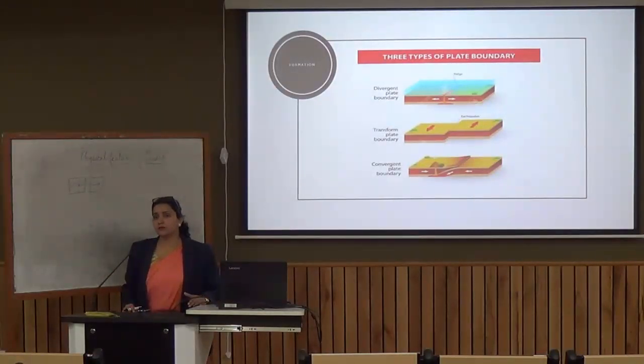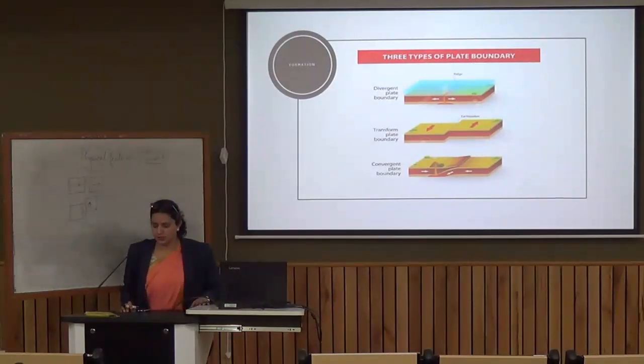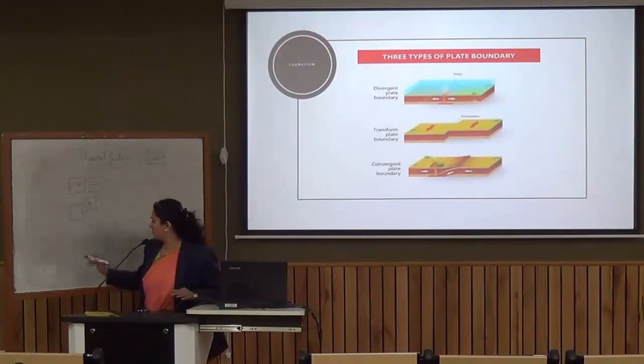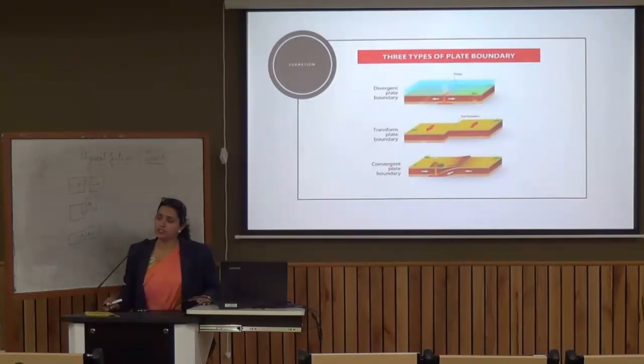Another is the transform plate boundary, where the two plates rub against each other. They are rubbing in the opposite direction. And the third one is the convergent plate boundary, where one plate collides with another plate. So when they collide with each other, fold mountains are formed.